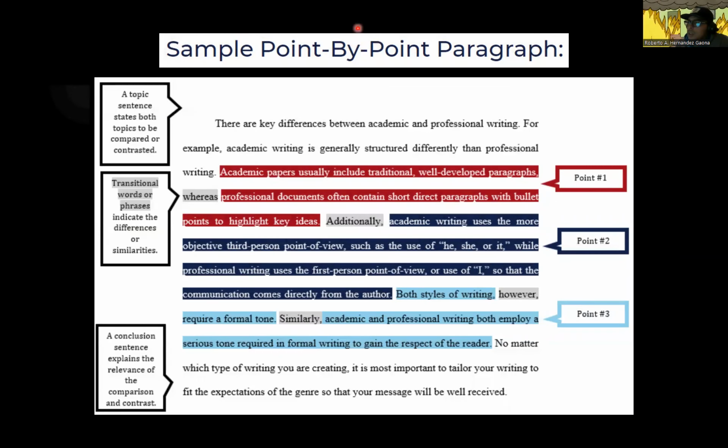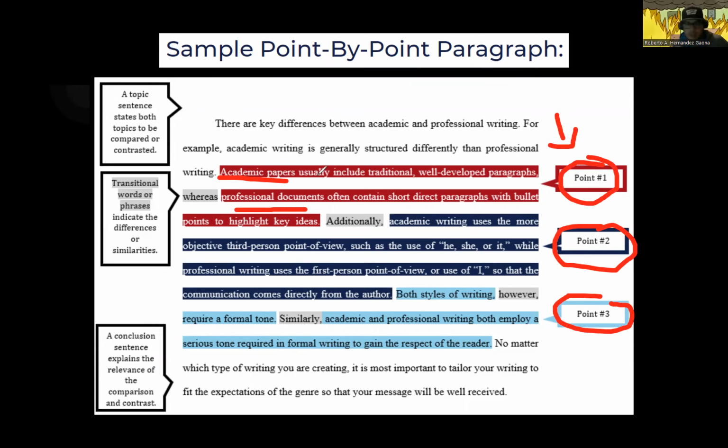So if we check out the topic sentence and the concluding sentence, they're basically the same, right? But the body is organized very differently. Here we can see it's being organized by different points, right? So first we were talking about the paragraph structure, with academic and also professional, both in the same area.